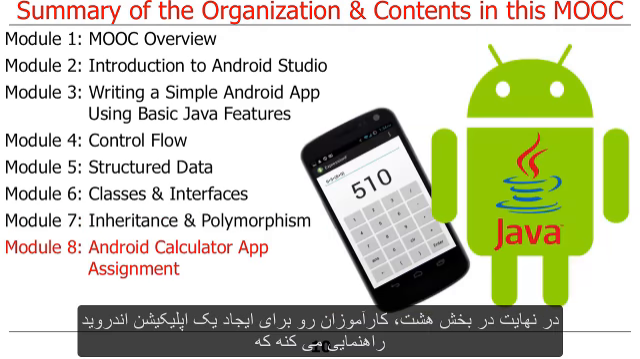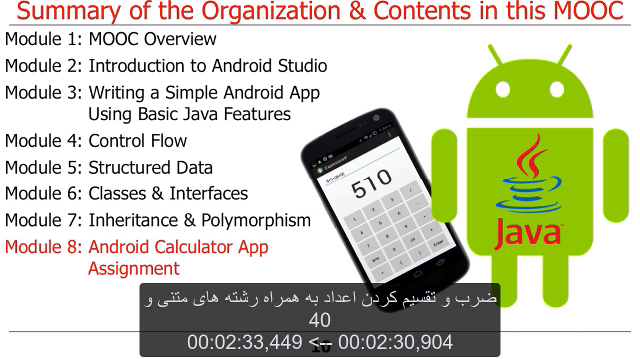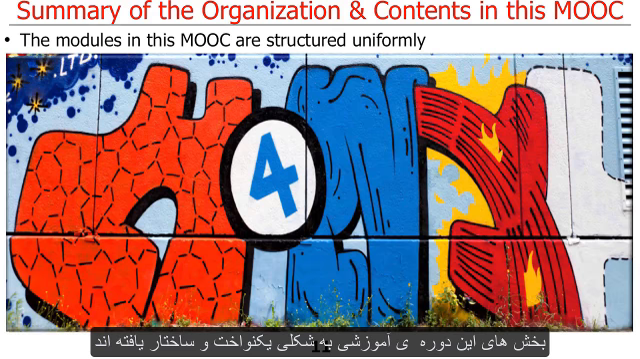Finally, Module 8 guides learners through the creation of an Android app that implements a simple calculator, providing features for adding, subtracting, multiplying, and dividing numbers added by various means, such as a text string and via buttons on the Android user interface. The modules in this MOOC are structured uniformly.